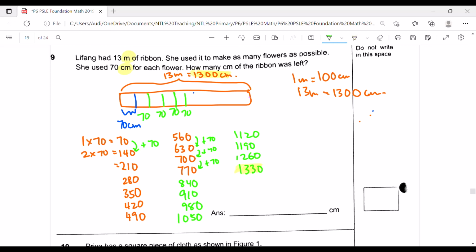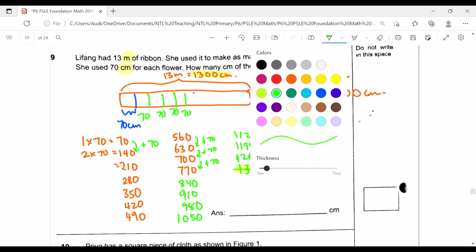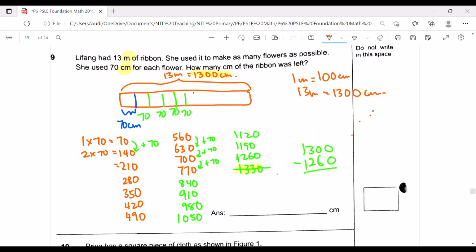So we're going to cross this out. Okay? So this is the amount that we get. So what's left? What's left is 1300, which is the original length of the ribbon, minus the amount of ribbon that we used, right? Where do we get this from? We get this from here. See? From here. And so we get our answer, 40 cm. This is a slightly slower method, but I think this might be easier for you to see.